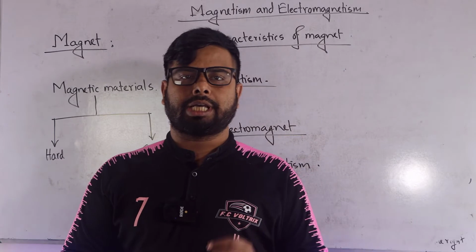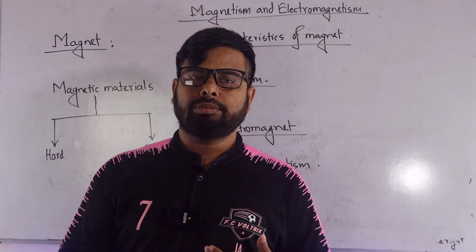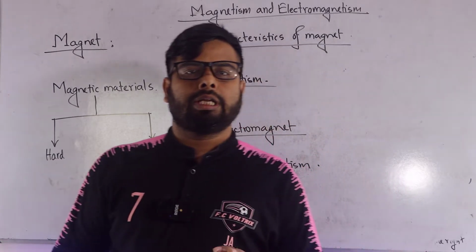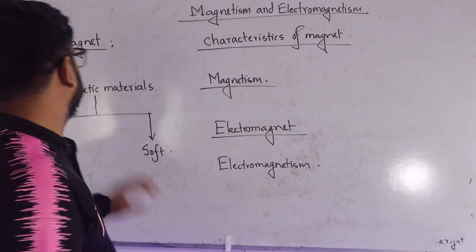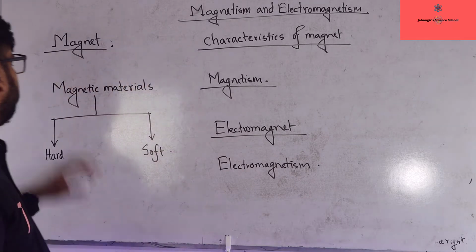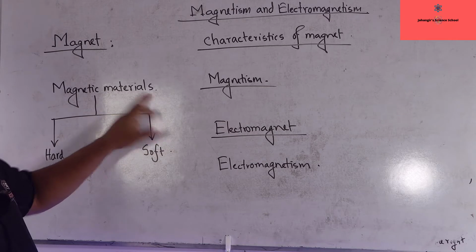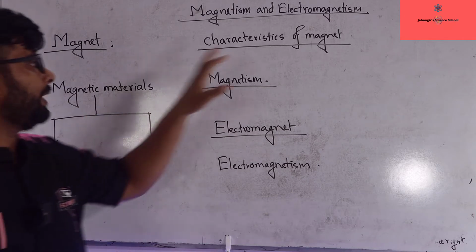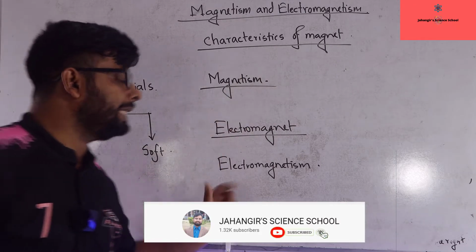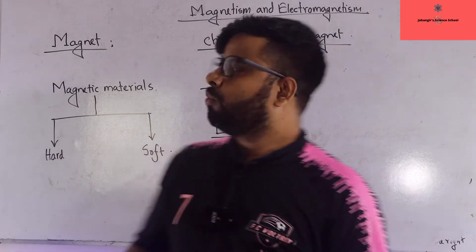Today I am going to discuss magnetism and electromagnetism. I am Jahangir. I am a physics teacher. Let's start from the beginning. First we have to learn about what is magnet. Then we have to learn about magnetic materials and types of magnetic materials, characteristics of magnet, magnetism, electromagnet and electromagnetism.